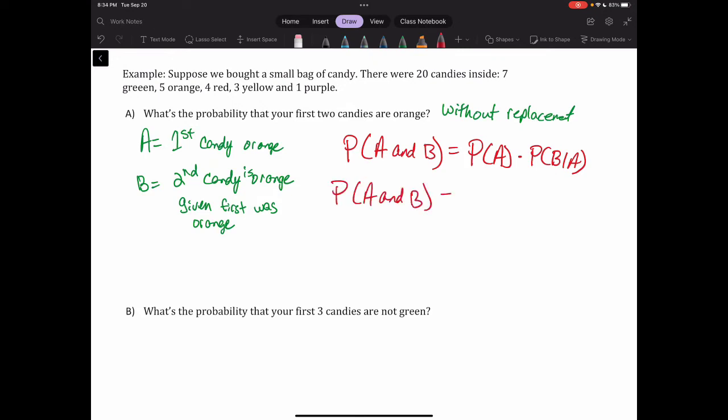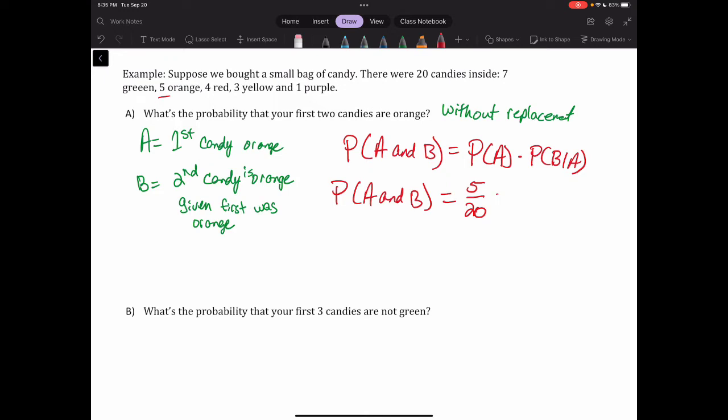Let's talk about the probability that the first candy is orange. How many total candies do we have in our bag? Well, we have 20. That's our denominator for the probability of A. How many of those 20 candies are orange? Well, they tell us 5 of them are orange. So the probability that our first candy is orange is 5 out of 20. All right?